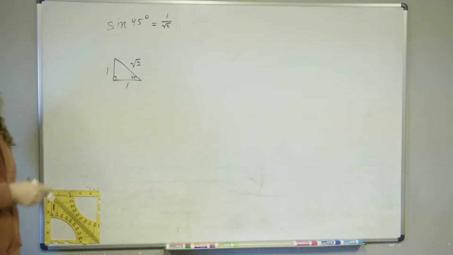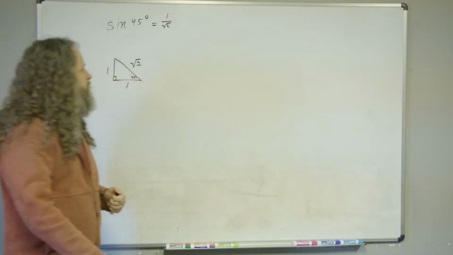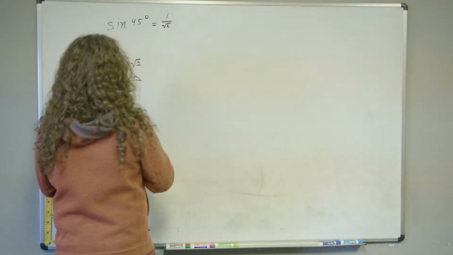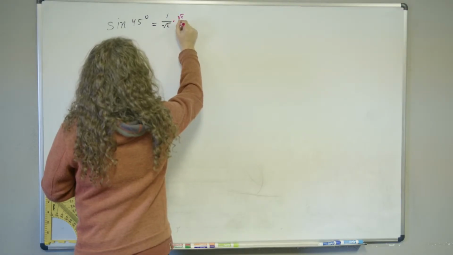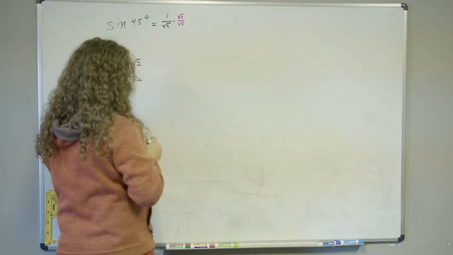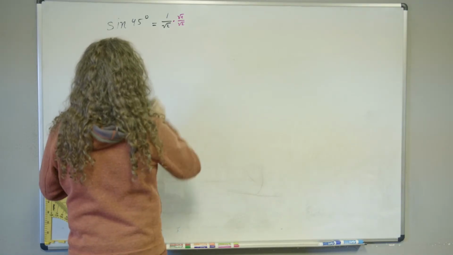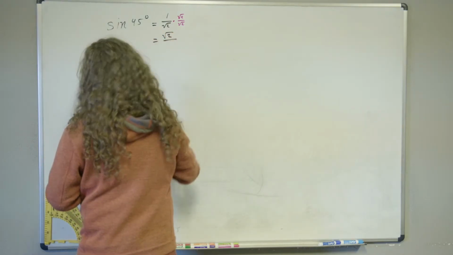We need that square root of 2 not to be there. So what do we do now? Multiplying by what? Square root of 2 over square root of 2. True enough. What's the square root of 2 times 1? Square root of 2. What is the square root of 2 times the square root of 2?